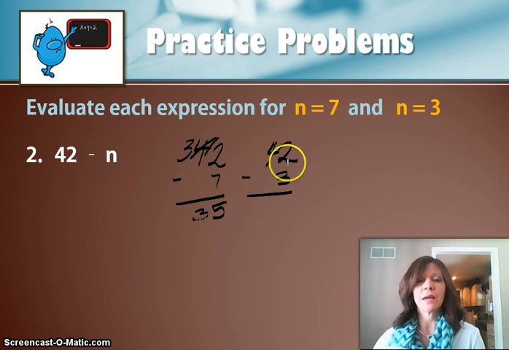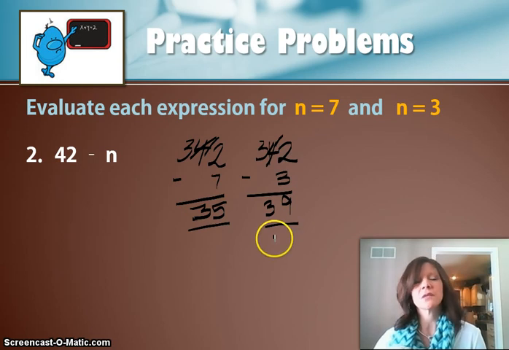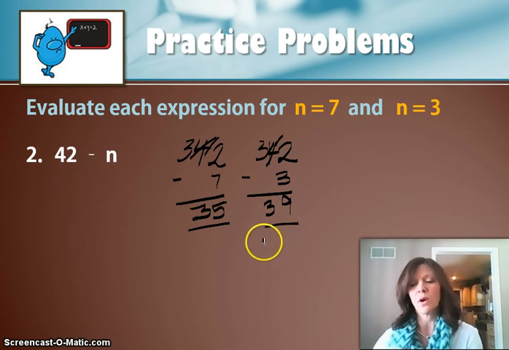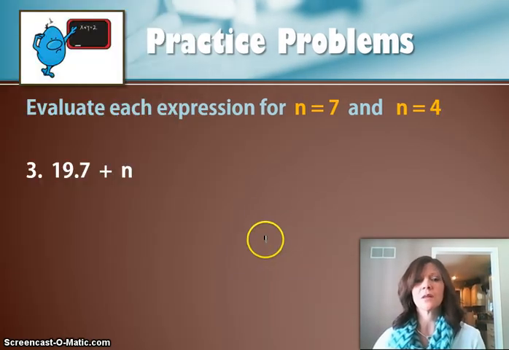You're going to solve for n equals 3. You're going to borrow from the 4. That becomes a 3. Your 2 becomes a 12. 12 minus 3 is 9. 3 minus nothing is 3. So your two answers: n equals 7 is 35, n equals 3 is 39. Hopefully you did well on that. All right, let's look at another one.